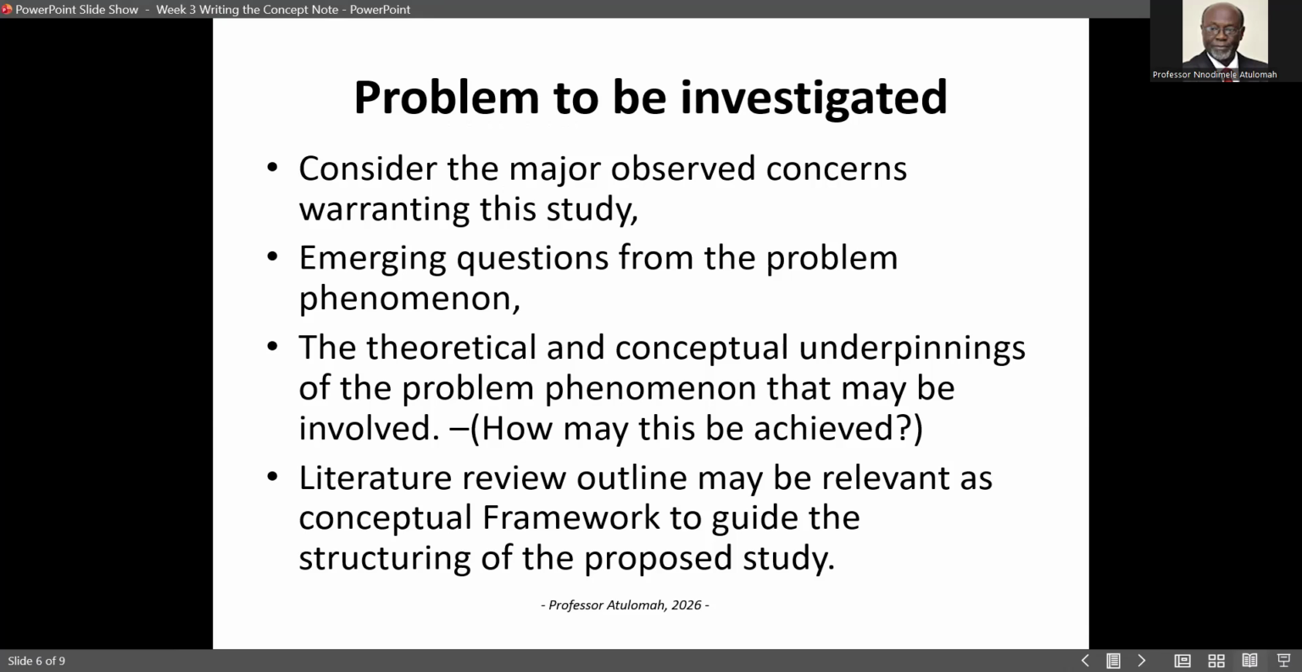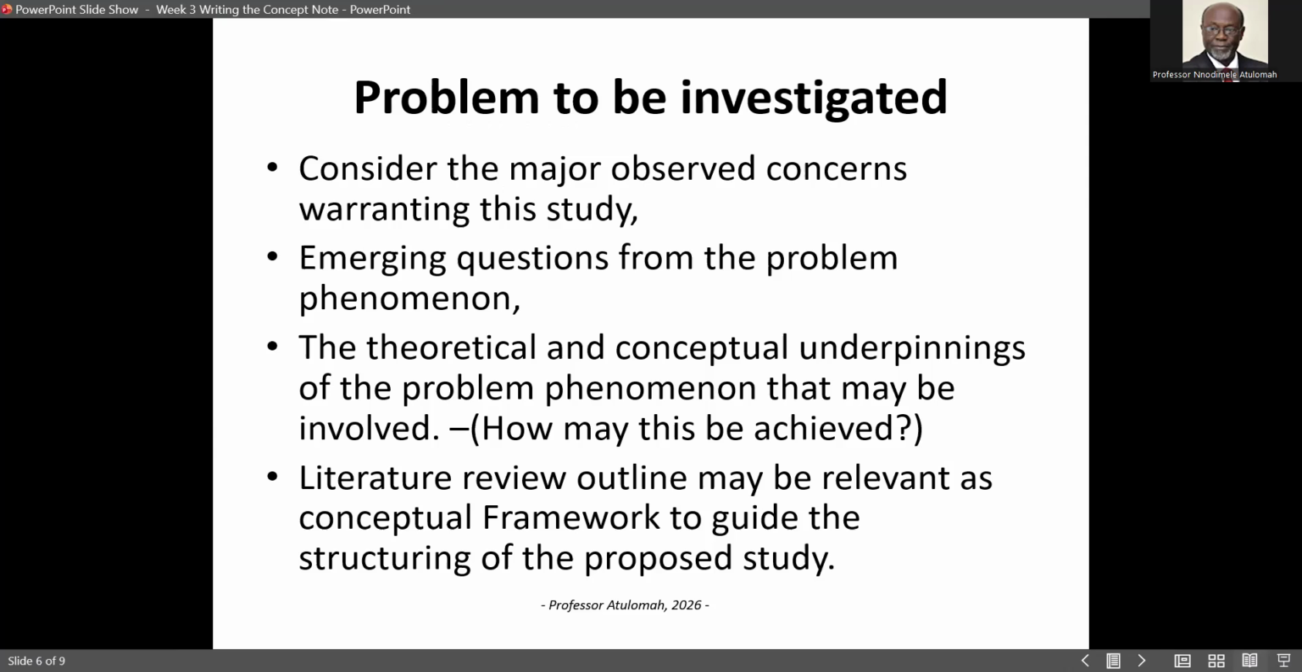The theoretical and conceptual underpinning of the problem phenomenon that may be involved is an important aspect that the concept note should address. So how may this be achieved? Well, theoretical principles are there in public health, behavioral theories are there, and any study that lacks behavioral theories and conceptual issues is superficial and mere speculation. A literature review outline may be relevant as a conceptual framework to guide the structuring of your proposed study.